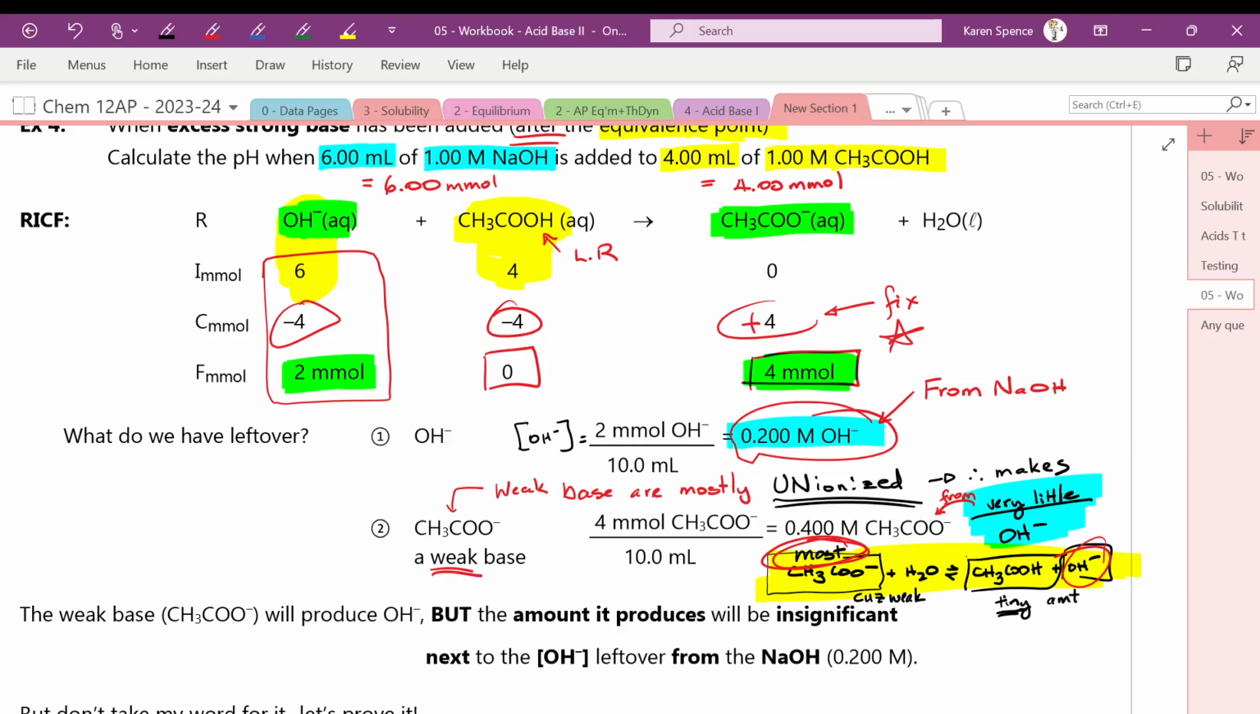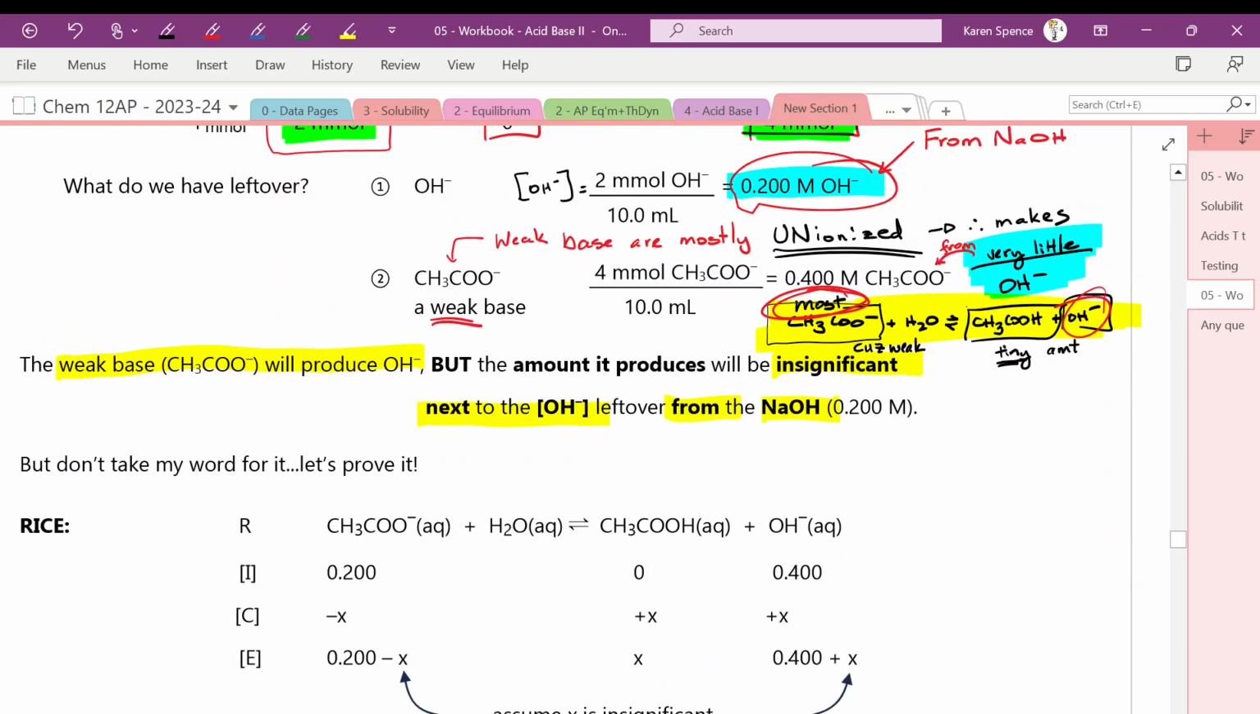So all this yabbity yabbity yabbity I've been doing is here. The weak base will produce OH minus, but it produces an insignificant amount next to the OH from the NaOH. So basically you just say, I'm going to find the OH from the NaOH and I'm going to ignore any OH that comes from the weak base. But let's prove it. Don't take my word for it. Let's do the calculations, which you will never have to do other than right this moment, because you'll just be like, it's insignificant. Here we go.